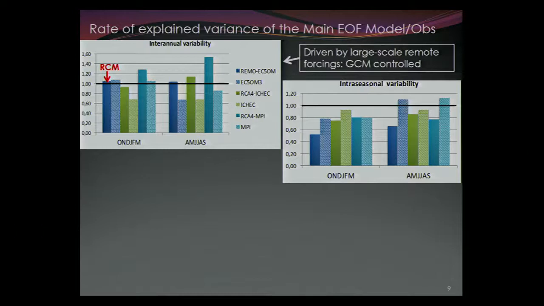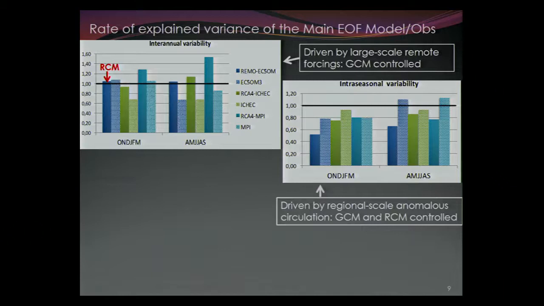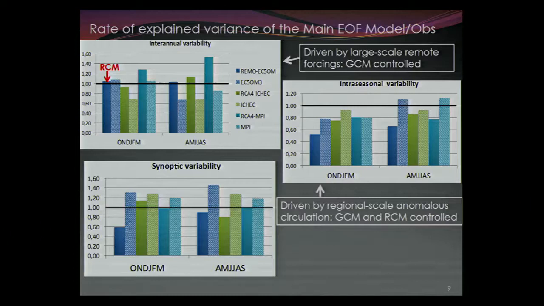these bars are far from the line indicating one, which means that the models are not good at reproducing this variability. And again, we can say that the regional models are better than the global models. And in this case, it is maybe because this intraseasonal variability is driven by regional scale circulation anomalies that are present in both GCMs and RCMs. When we go to the synoptic scale variability, here we can see a sort of improvement.